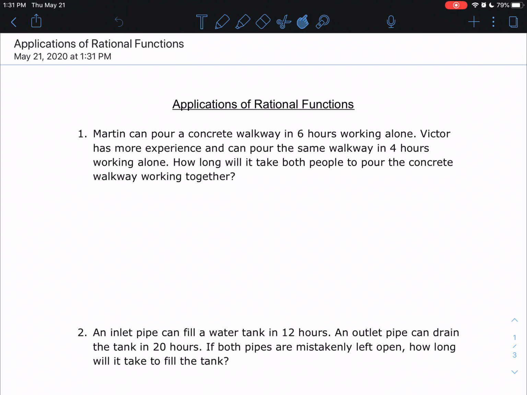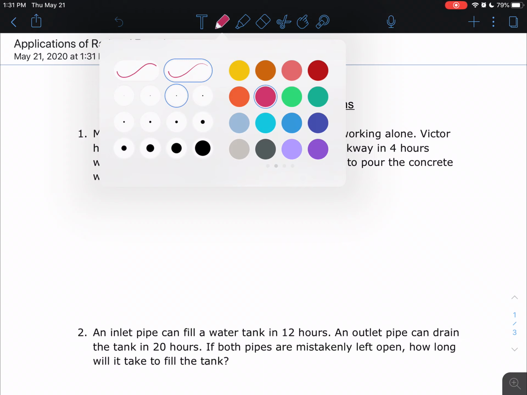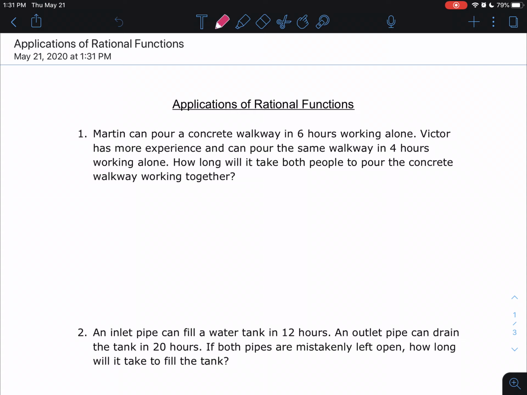Okay guys, so in the last video, I talked about how I didn't really have much left of this unit. That's true, and this is basically the last thing that I want to touch on for this unit, applications of rational functions. That's what we're going to be doing today.